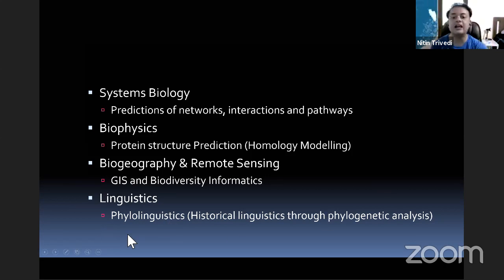Even linguistics, phylolinguistics, is an emerging field that combines historical linguistics with phylogenetic analysis. You can trace the evolutionary patterns of languages, how languages evolve. Repeated phylolinguistic papers confirm that Hindi, for example, is much more related to English and German than Hindi is with Tamil or Malayalam. Of course, Hindi is also much related to Punjabi, because all of these form a major language family called the Indo-Aryan language family.